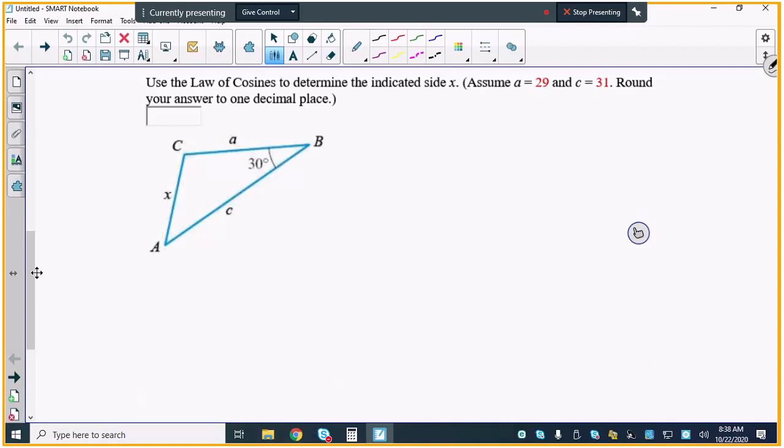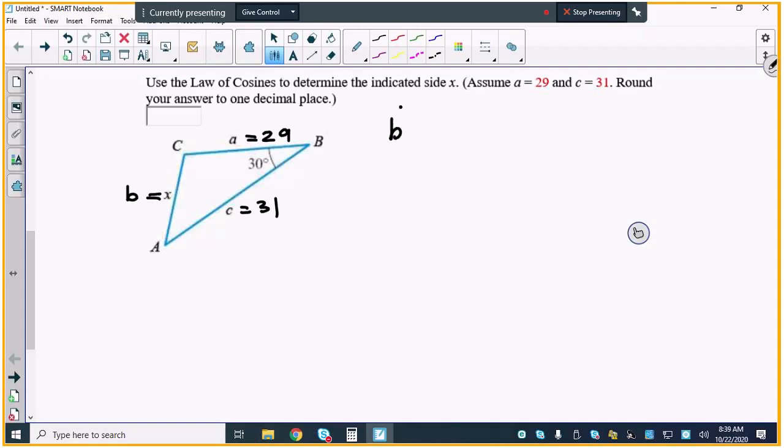So the first problem is: use the law of cosines to determine the indicated side x. I know A is 29, C is 31, and we are going to round our answers to one decimal place. So let's write down the information that we have. A is equal to 29, and we have C equal to 31, and we are going to find the side x. Since x is the opposite side of the angle B, I can call this side of length small b. Then use the cosine rule.